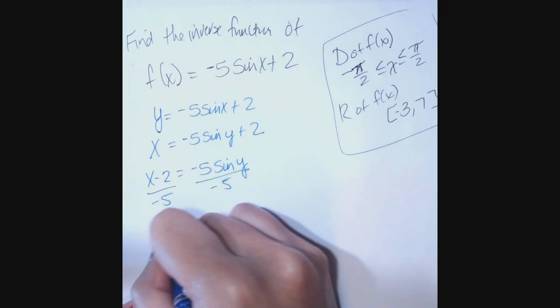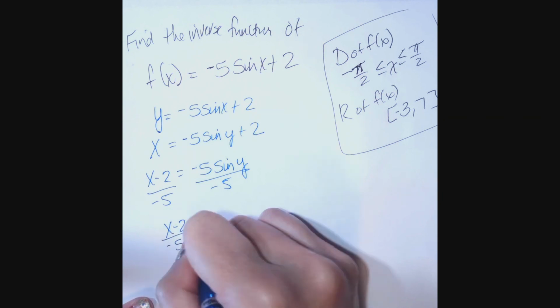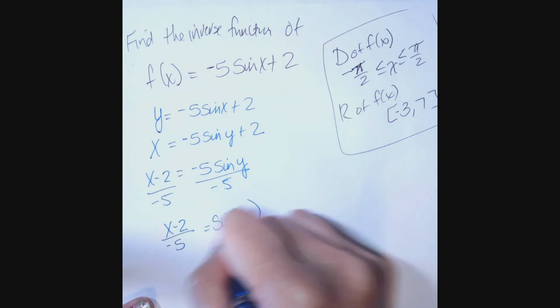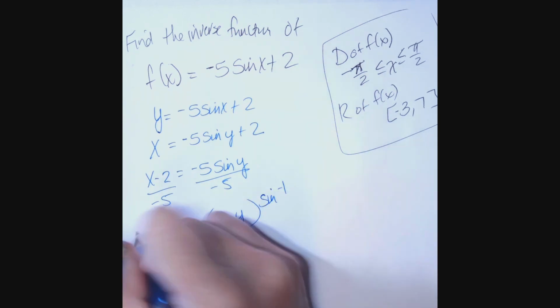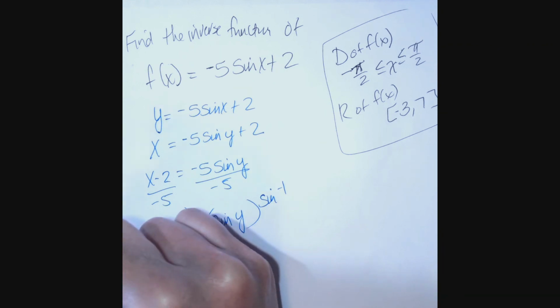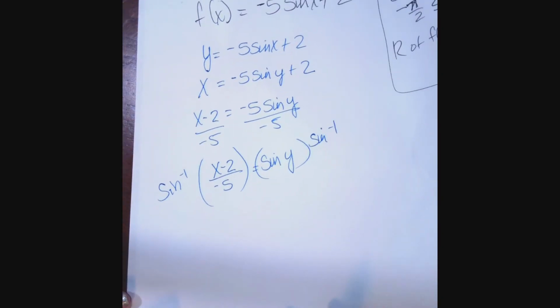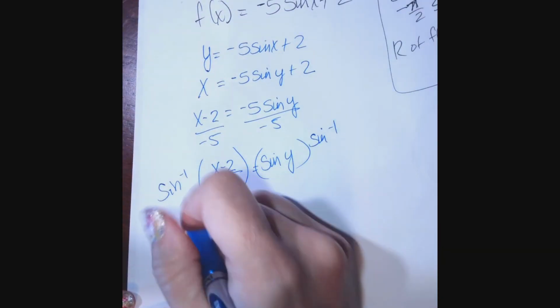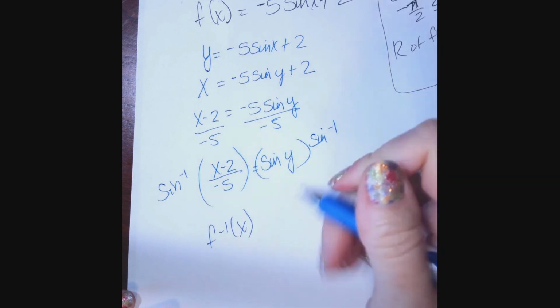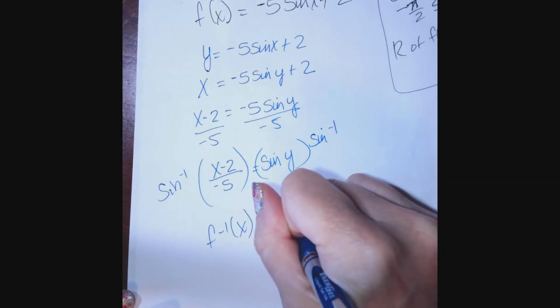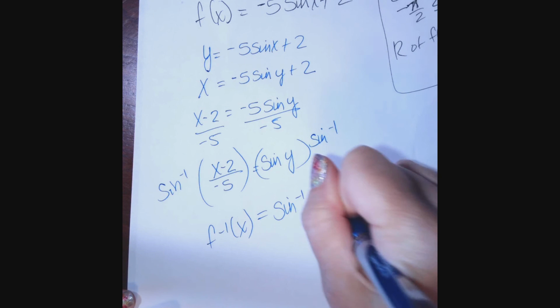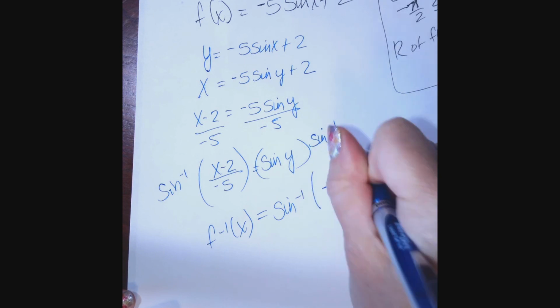So I have x minus 2 over -5 equals sine of y, and I take the inverse function, sine inverse. I rewrite it in inverse function notation. f inverse of x equals sine inverse of negative x minus 2 over 5.